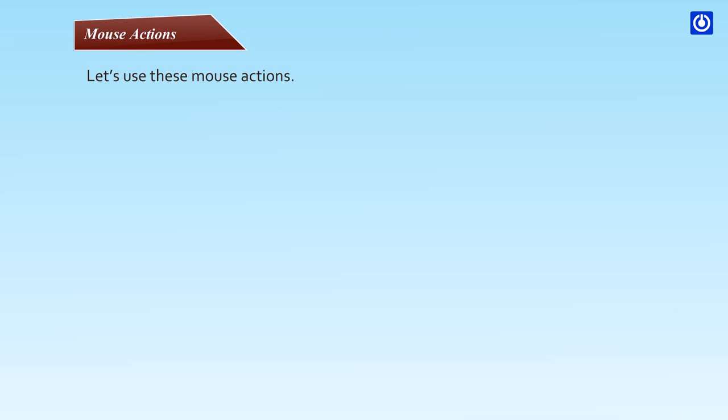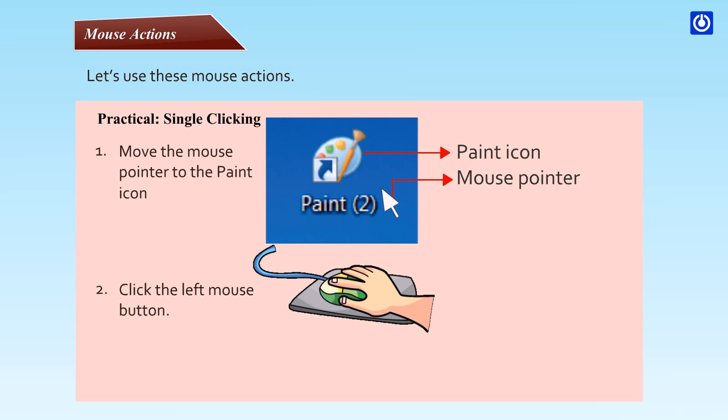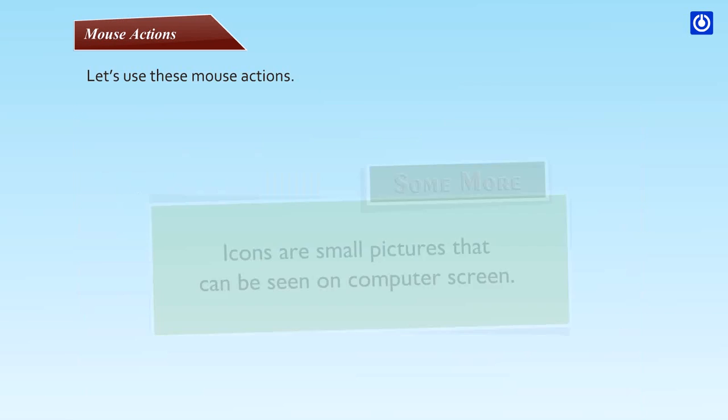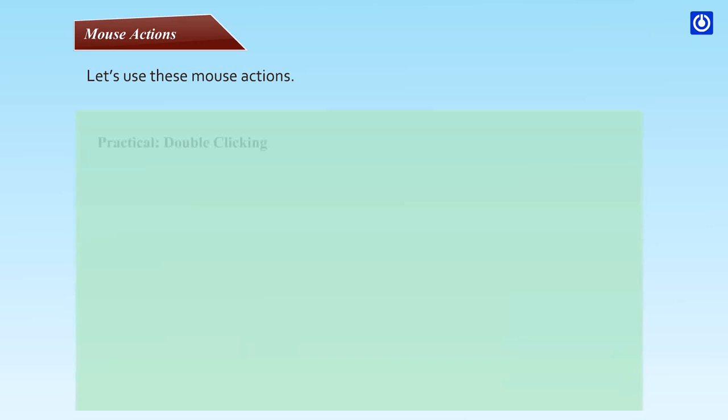Let's use these mouse actions. Practical. Single clicking. Move the mouse pointer to the paint icon. Click the left mouse button. The paint icon will be selected. Some more. Icons are small pictures that can be seen on the computer screen.